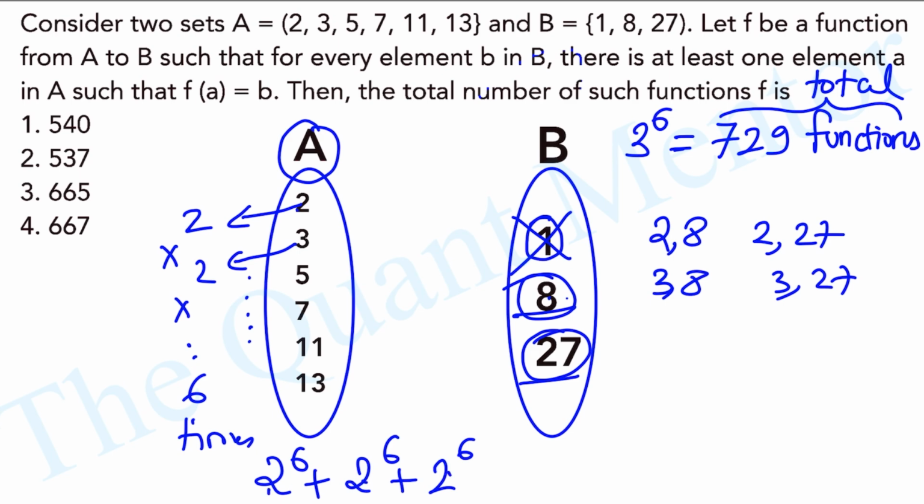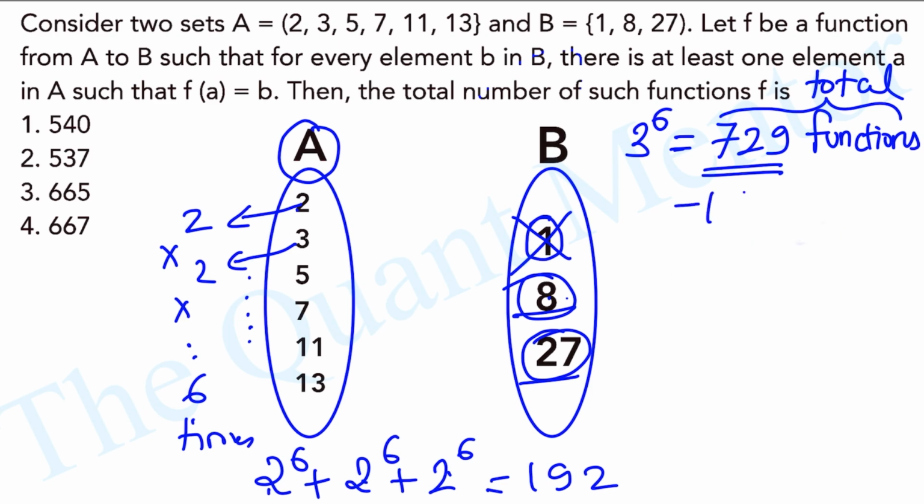So from 729, I will first of all exclude these 192 functions where every element corresponds to only 2 elements. So 729 minus 192: 9 minus 2 is 7. This will be 12 minus 9, that is 3. And you will have 6 minus 1, and that is 5. So we have got 537.